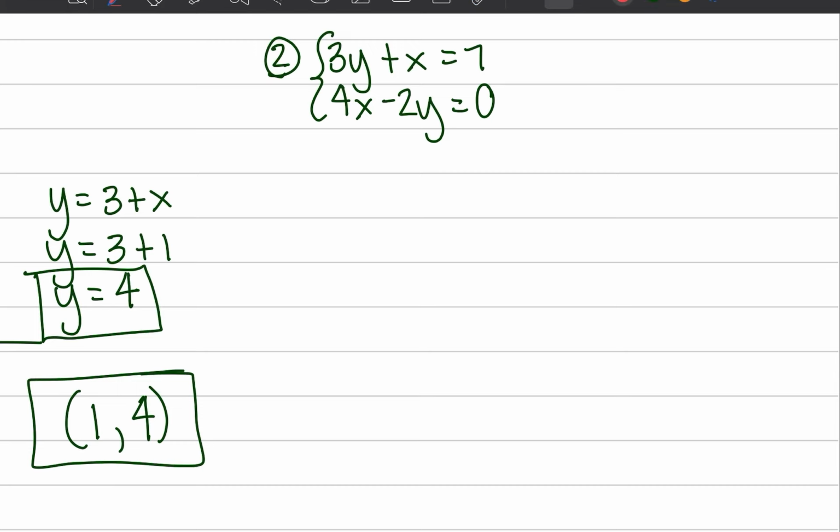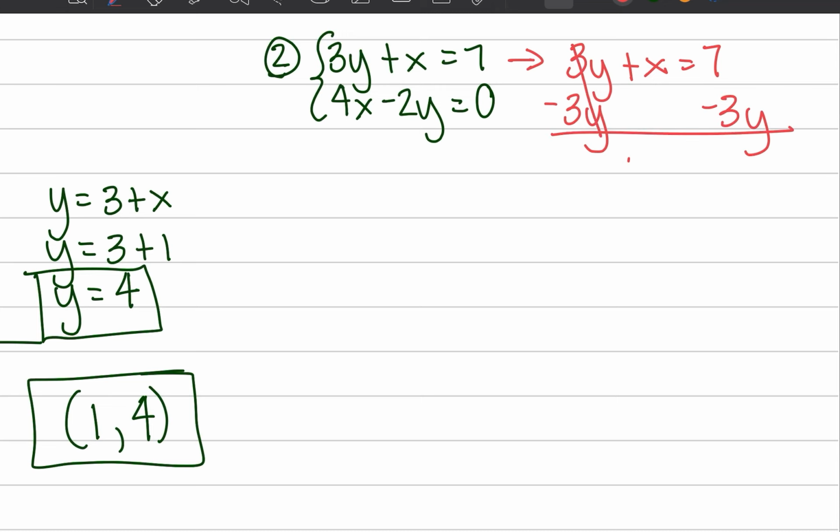So I'm going to go ahead and get the x by itself. I'm going to rewrite my equation, 3y plus x equals 7. And I'm just going to move that y term to the other side to get my x by itself. So now we have x by itself, and I can use that value for x and plug it into the other equation. So I know x is equal to negative 3y plus 7.